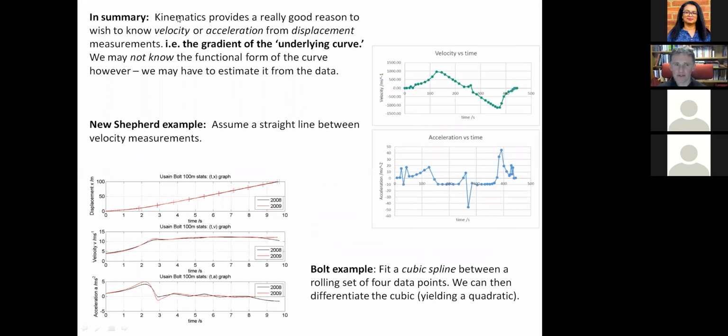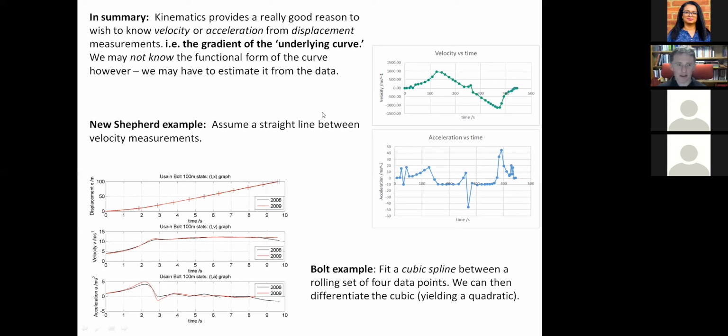So kinematics provides a really good reason to wish to know velocity or acceleration from displacement measurements, i.e. the gradient of the underlying curve. We may not know the functional form of the curve, however, we may have to estimate it from the data. This may be uncomfortable for some of you who have just been doing pure maths, but remember, we're trying to apply pure maths to reality, but we can't bend reality to our will. Well, that depends on your philosophical position, but we get to see a glimpse of reality, and our models and our rules are approximations of it.